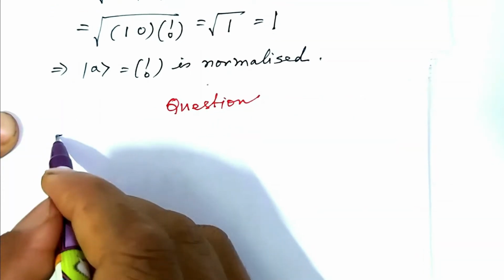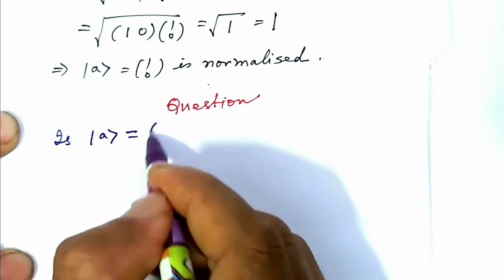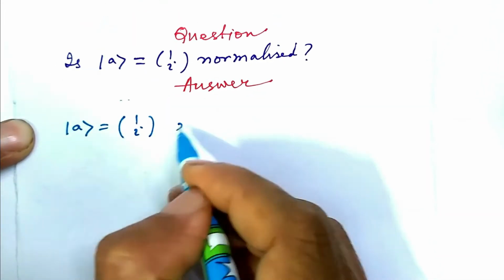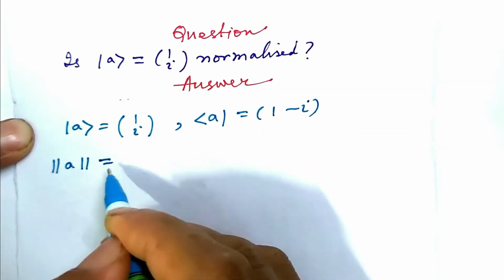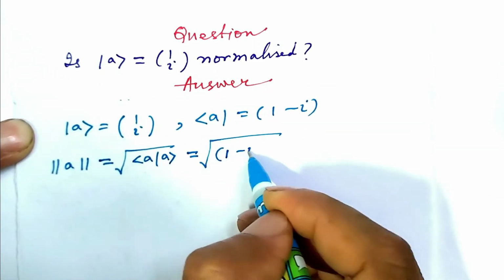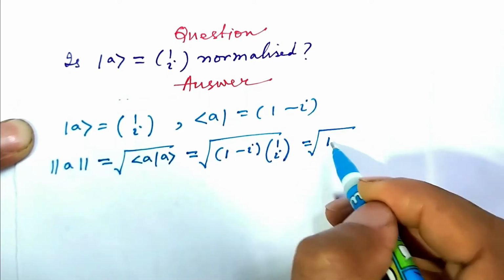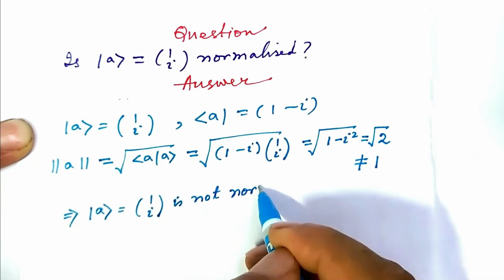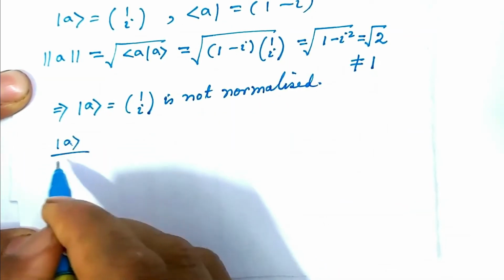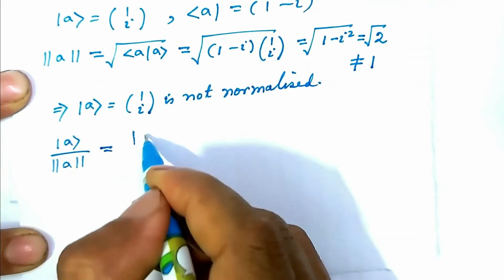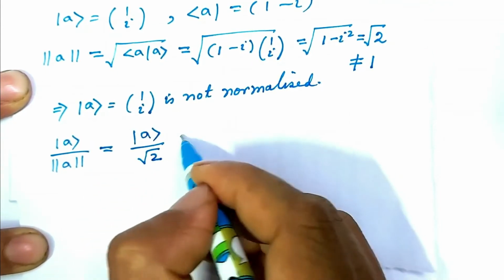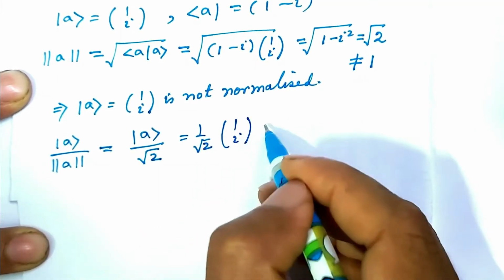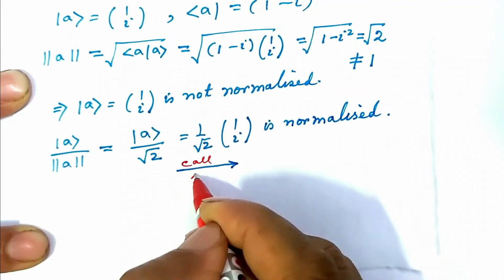Another question. Is ket A equal to column matrix 1 i normalized? The answer: after finding bra A, we proceed to evaluate the norm of ket A, and it turns out that the norm is under root 2, that is not 1. So ket A is not normalized. Let us divide ket A by norm of ket A, that is under root 2, to get 1 by under root 2 into the column matrix 1 i. It is normalized. Call it ket B.